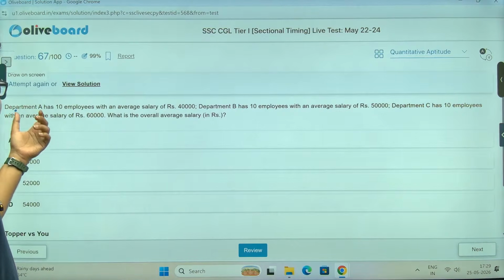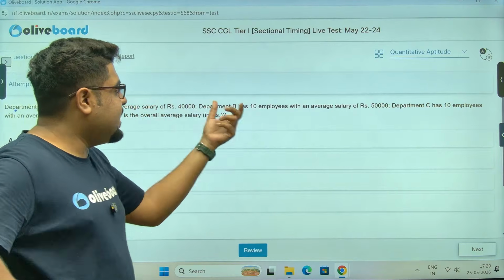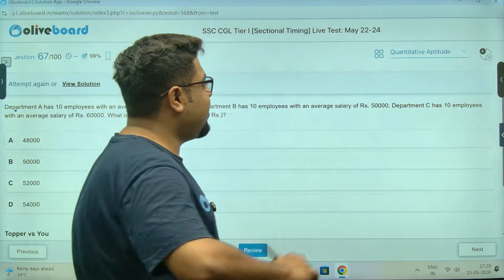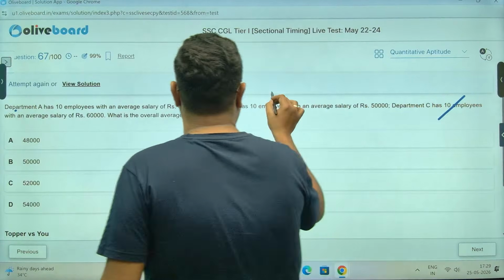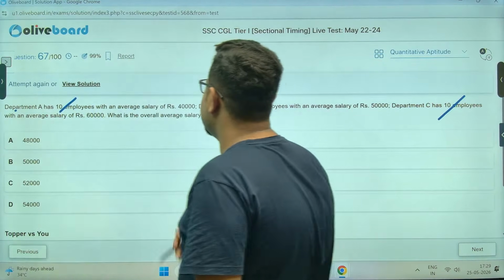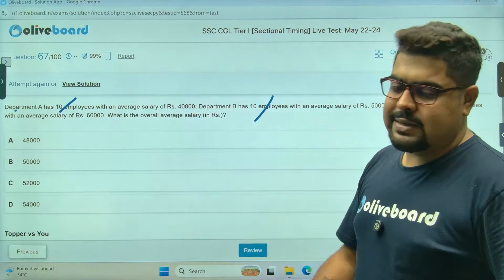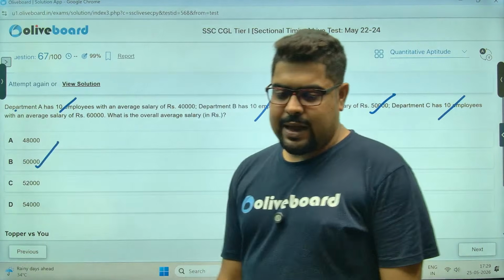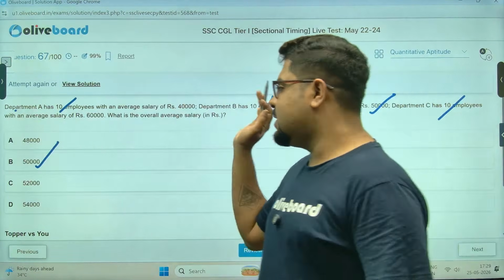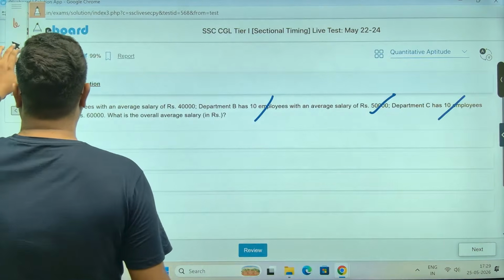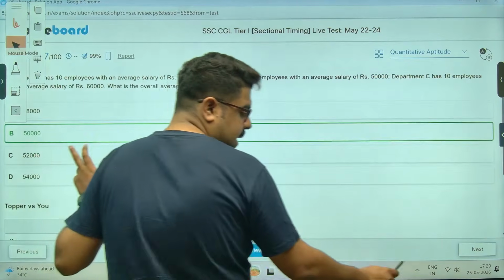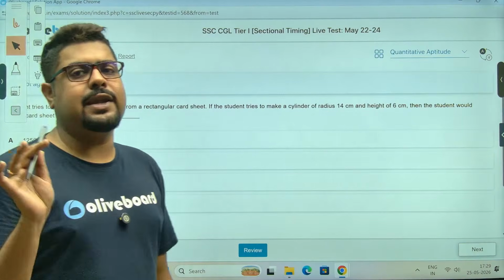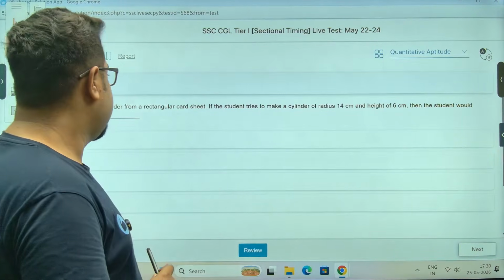Sir, department A 10 employees, average is this. B 10 employees, average is this. Achha, all three have 10 employees. So I don't even need the employees, everybody is 10 employees. 40, 50, 60. Sir, average is 50,000. That's my answer, sir. No need to calculate. You see, you just need to use your brain a little bit. Sir, just think how many questions we did without actually using pen and paper.